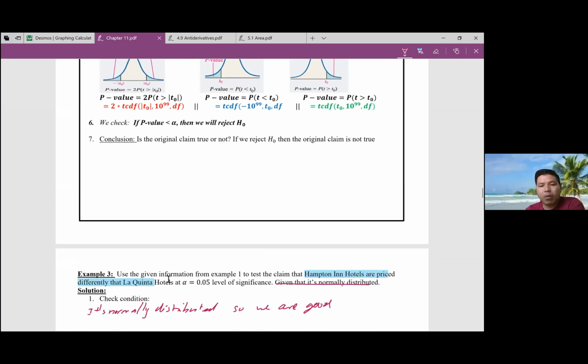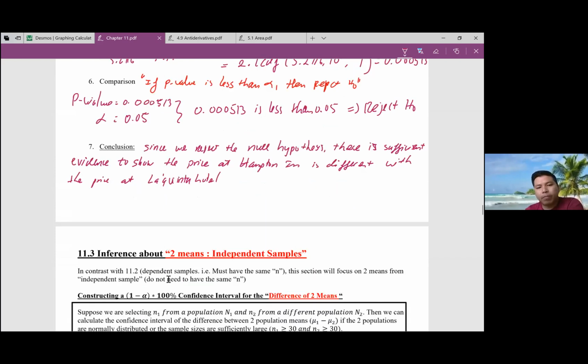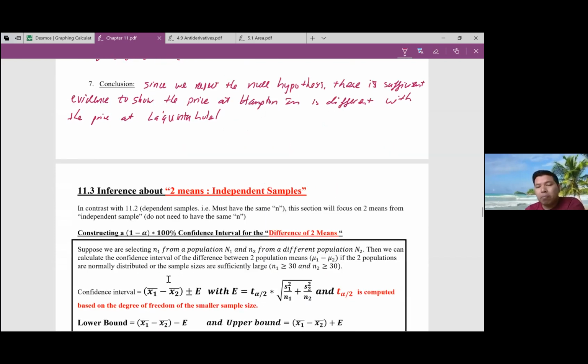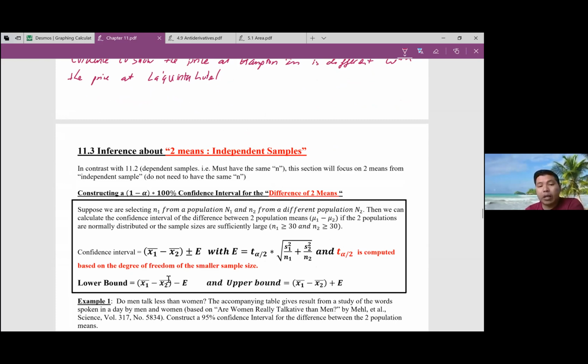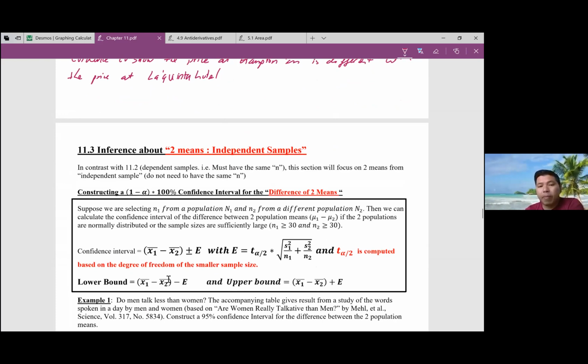In 11.3, we also focus on inference about the two means, but in this situation, we have an independent sample, meaning that event A doesn't have an effect on event B. And this one doesn't have to have the same sample size, right? I could have 20 samples for the first event, and you could have 30 samples for your own event, and then we can do a comparison between those.